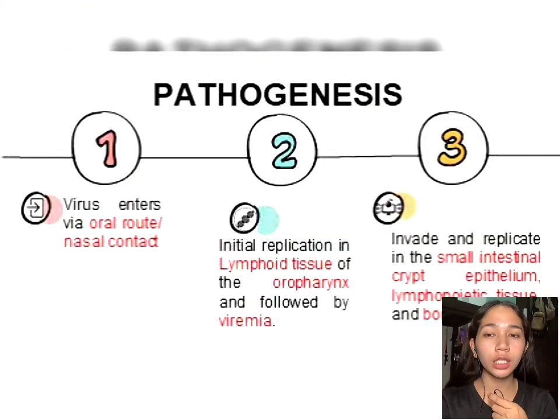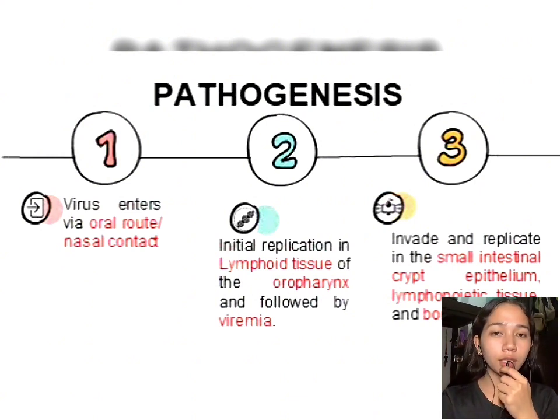For the pathogenesis, following entry of the virus through the oral route or through nasal contact, the virus does its initial replication in the lymphoid tissue of the oropharynx, followed by viremia. The virus invades and replicates in small intestinal crypt epithelium, lymphopoietic tissue, and bone marrow.